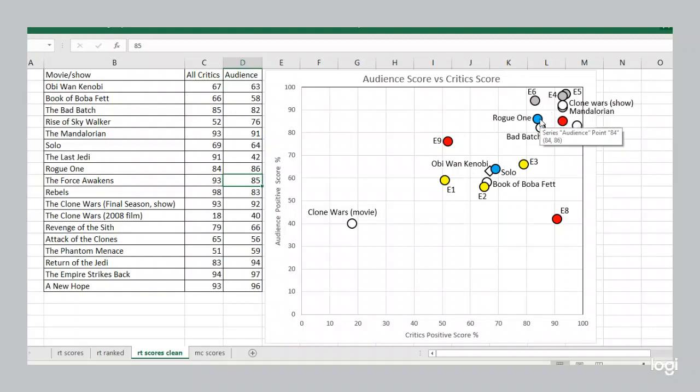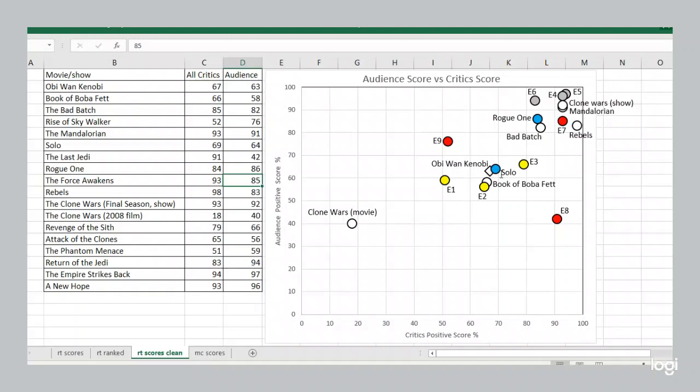And then we have Rogue One and The Bad Batch. Critics and audience both liked them, but not quite as much as these four highest ranked productions right there. Okay, before we talk about the cluster in the middle, as I mentioned, the one outlier here ranked quite low by both audience and critics is the Clone Wars movie. Kind of makes me want to see it. Like, if it's so bad, I want to know what's so special about it.